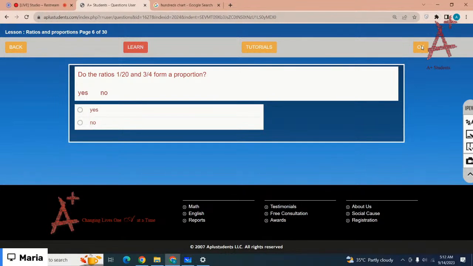Okay, do the ratios 1 by 20 and 3 by 4 form a proportion? Which is the correct option? The correct option is no, they do not form a proportion. The correct option is no.